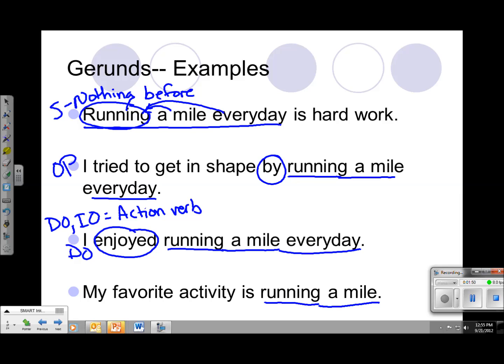And lastly, if I have a linking verb preceding my gerund, I know it has to be a PN. It can't be a PA because gerunds are always nouns. So it's not possible for this to be a predicate adjective. If it follows a linking verb, it has to be a predicate nominative.